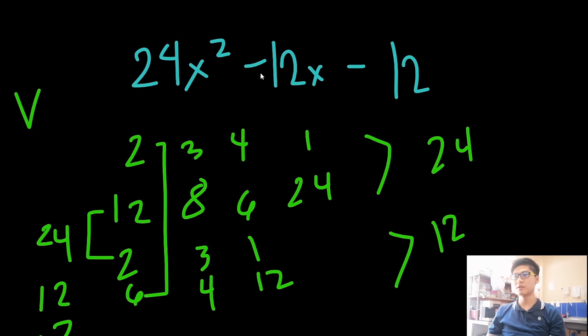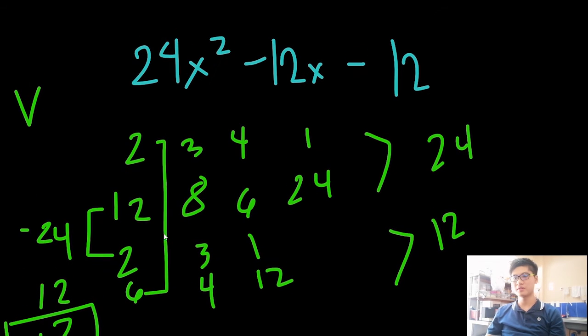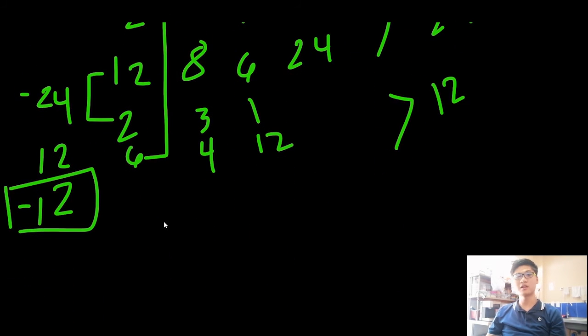But this time, because our middle term has the negative sign, we would do the opposite. The greater number would carry the negative sign. That would be negative 24 plus 12, in which our answer then would be negative 12. And there you go, we already got our middle term.